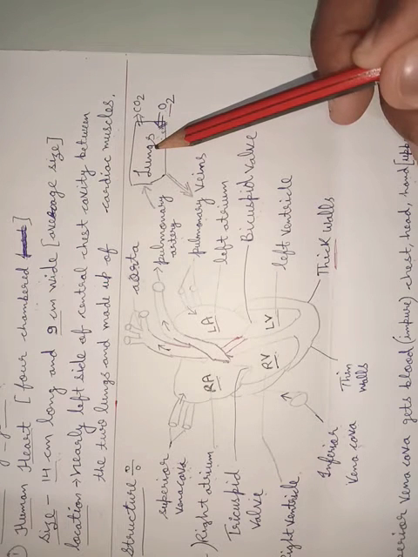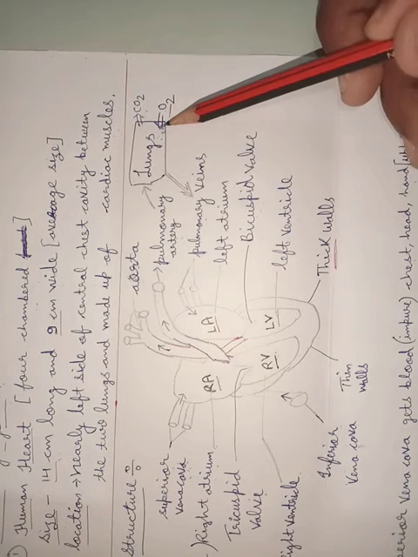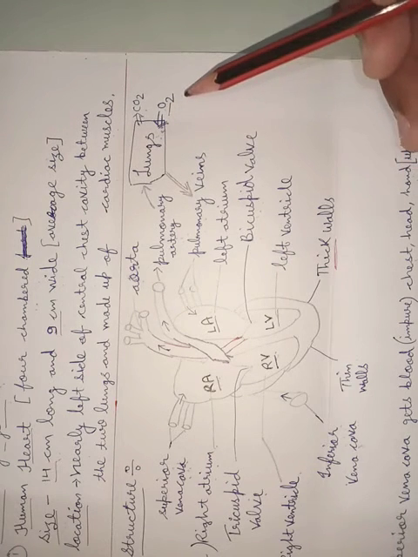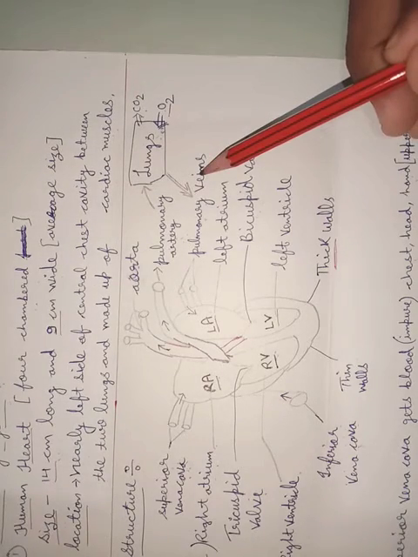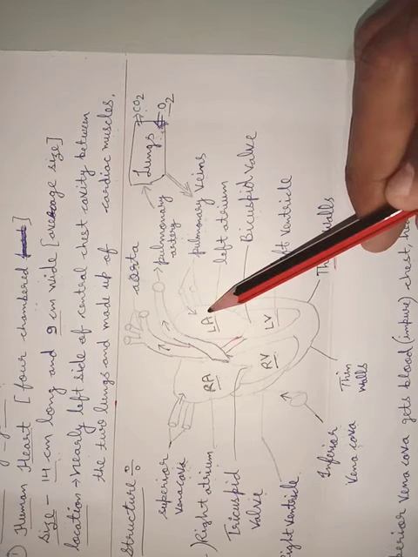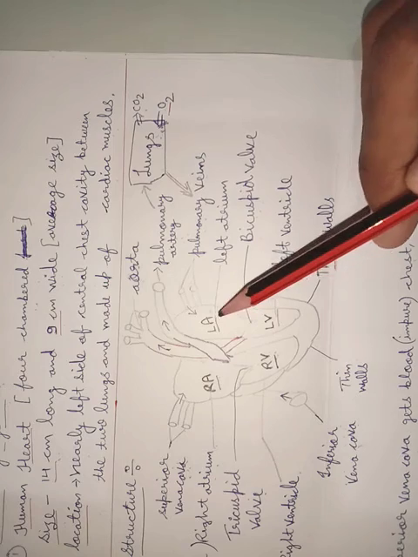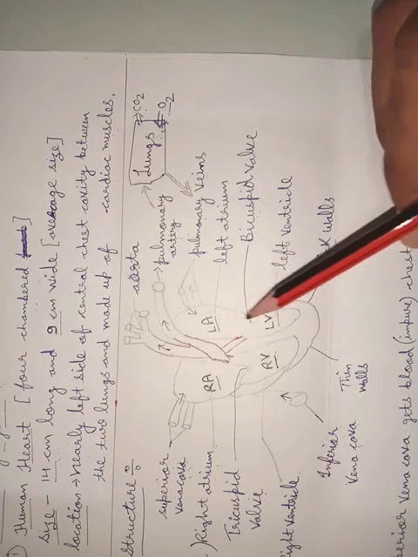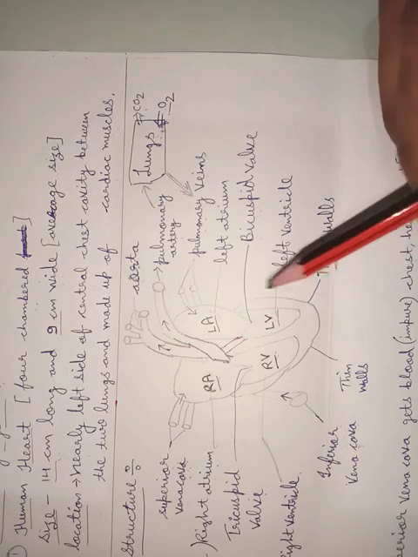The lungs purify the blood; we can say they remove the carbon dioxide and add oxygen to the blood, and the blood becomes purified. Pure blood is oxygenated blood, the blood rich in oxygen. This pure blood is carried by the pulmonary veins and transferred to the left atrium. The left atrium transfers the blood to the left ventricle through the bicuspid valve.